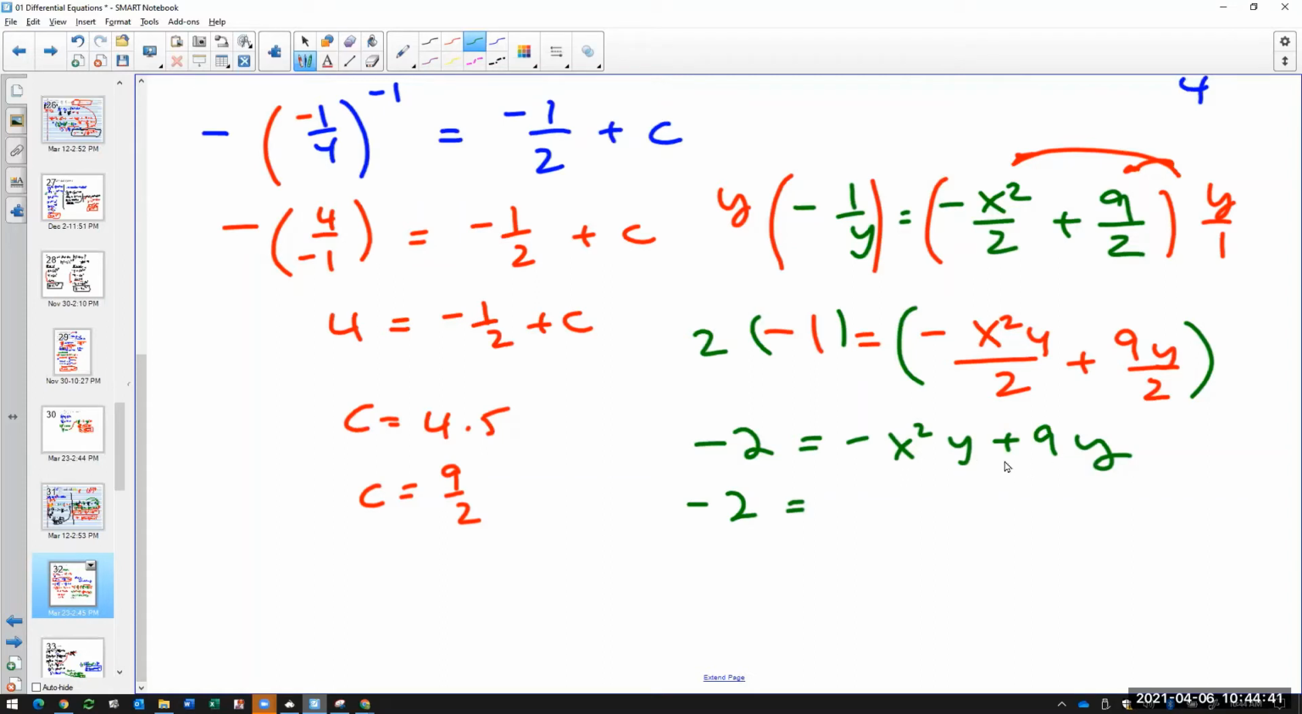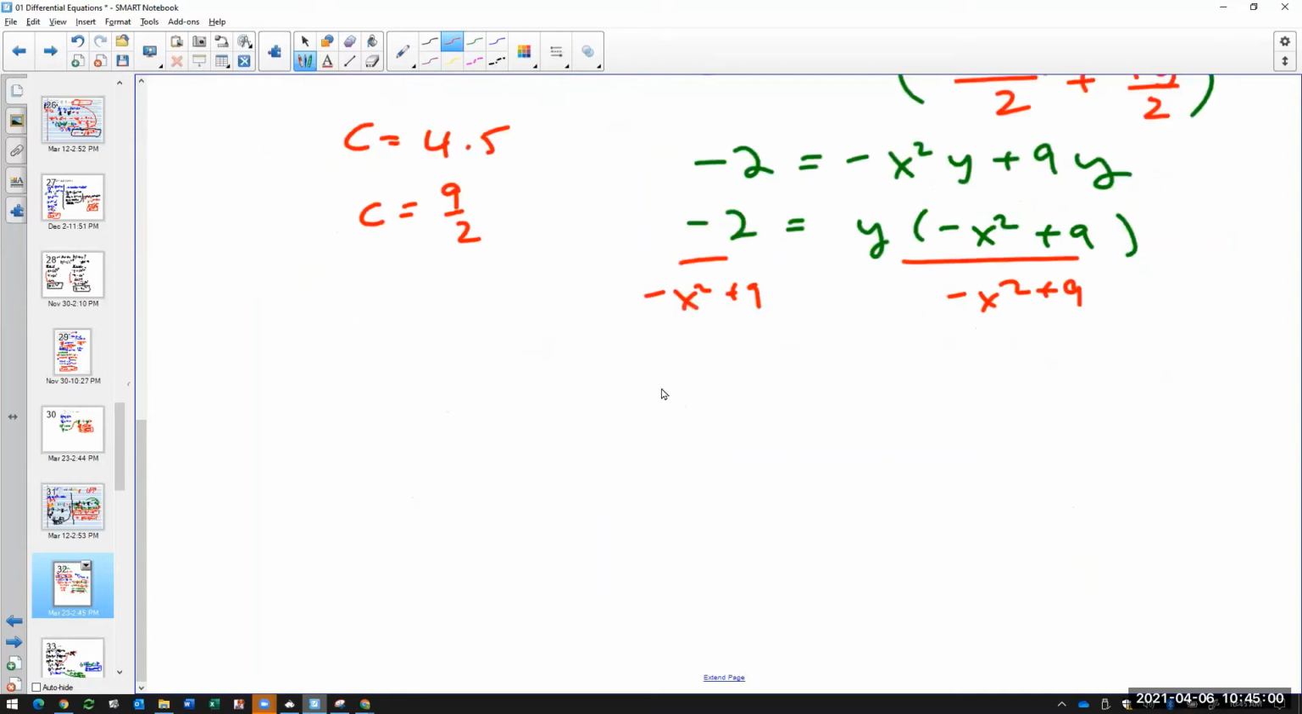Can't you just pull out the y here? Right, don't they both have y's? This would be y times negative x squared plus 9. Okay, now how do I solve for y? Divide by this negative x squared plus 9. So divide both sides by this negative x squared plus 9. So what I'll get is y is equal to negative 2 over negative x squared plus 9.